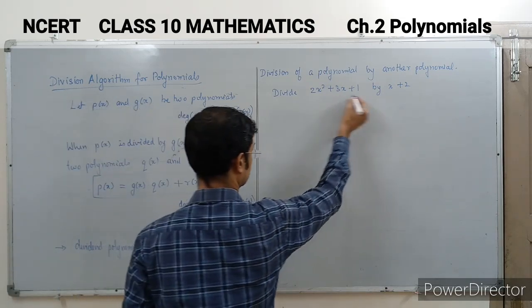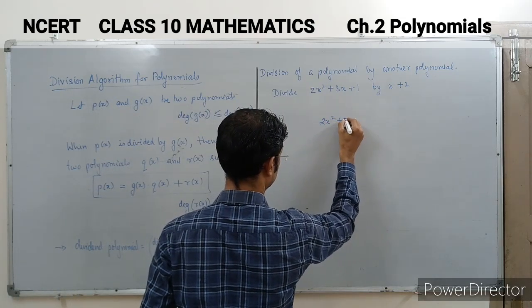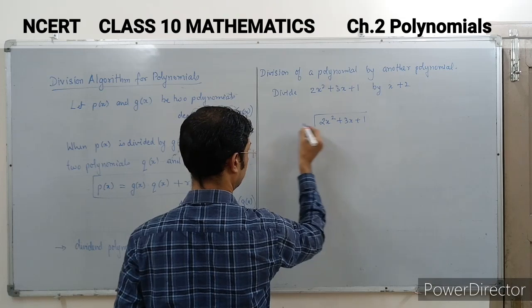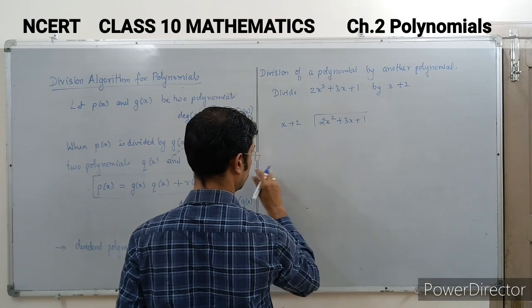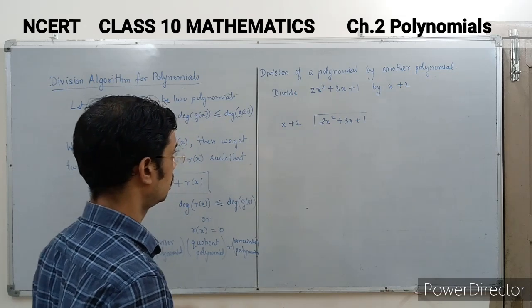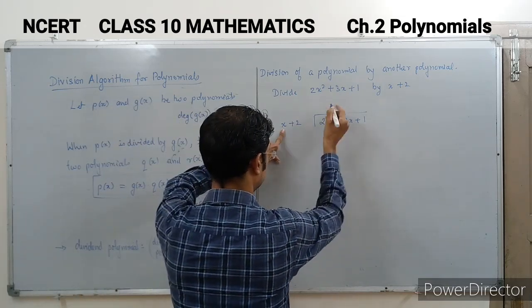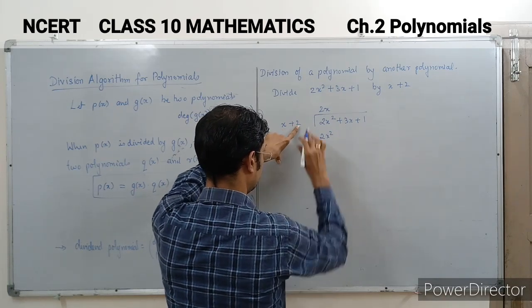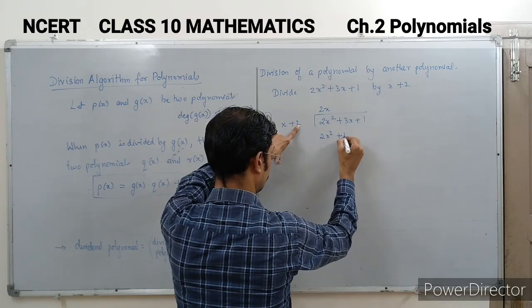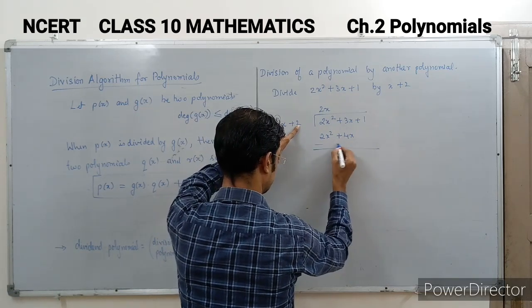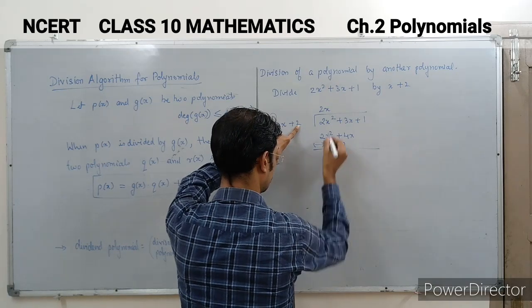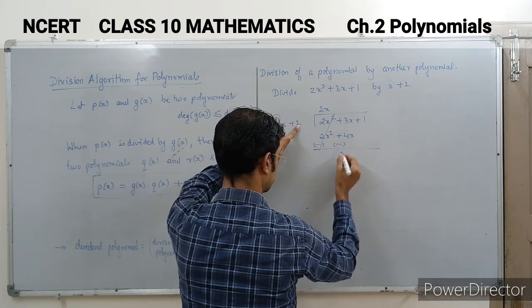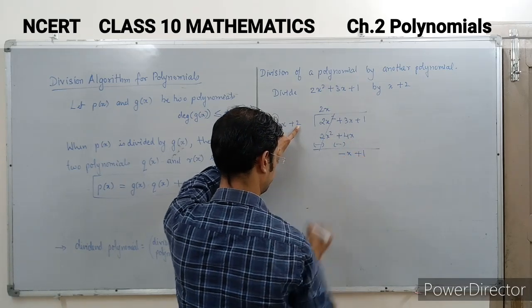So this is 2x square plus 3x plus 1. When you divide it by x plus 2, how can we do this? When you multiply x with 2x, you get 2x square. Then you multiply 2 with 2x, and you get 4x. Change the sign. These two will get cancelled. And what you have here is 3x minus 4x, which gives minus x plus 1.